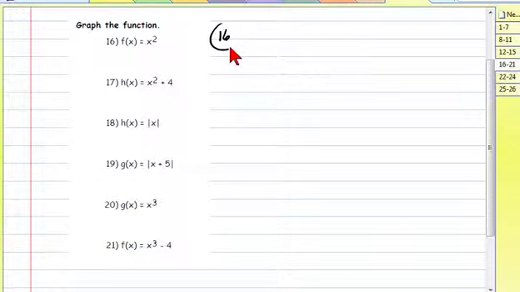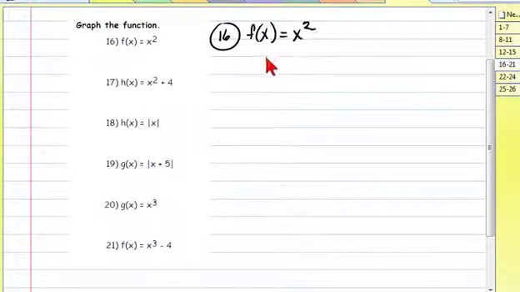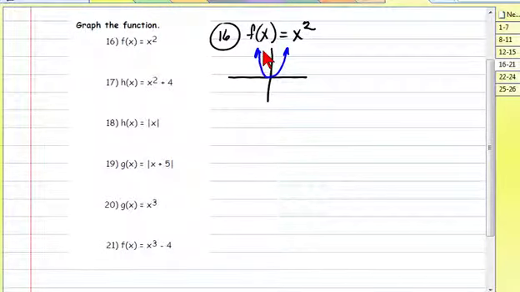Number 16, it says graph f of x equals x squared. So f of x equals x squared. This is one of the graphs that I want you just to know what it looks like. When you wake up in the morning, what does it look like? It's a parabola, and we have not spent a lot of time with that name. It's a U, and it's a symmetrical U. The right side looks like the left side.